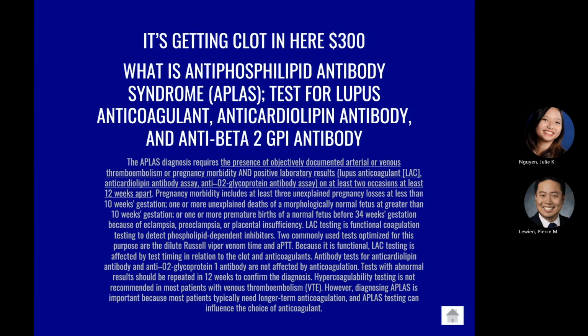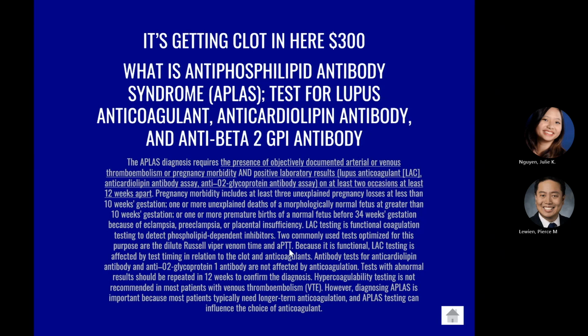If it is more than 10 weeks of gestation, then it has to be unexplained death of a morphologically normal fetus, or 1 or more premature births of a normal fetus before 30 weeks of gestation because of eclampsia, preeclampsia, or placental insufficiency. So the lupus anticoagulant is the one that is kind of a functional coagulation test.